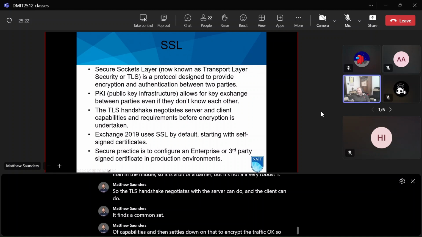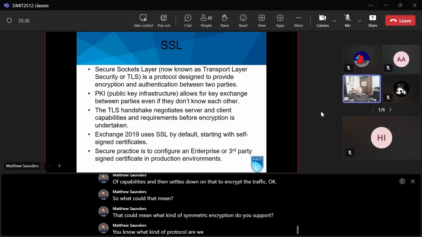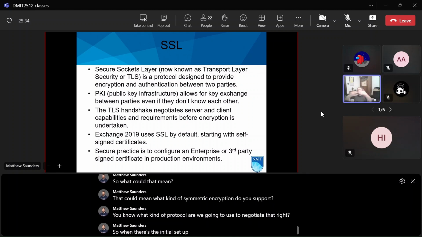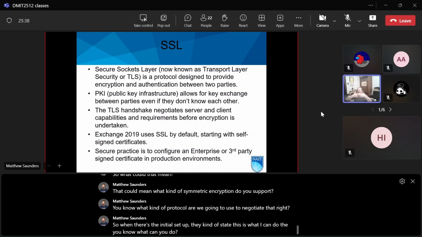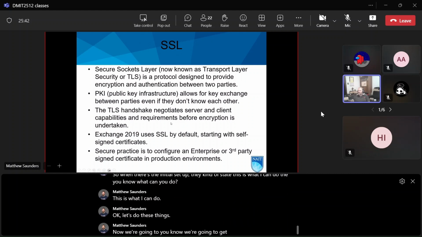So what could that mean? That could mean, what kind of symmetric encryption do you support? What kind of protocol are we going to use to negotiate that? So when there's the initial setup, they state, this is what I can do, what can you do? This is what I can do. Okay, let's do these things. Now we're going to get down and actually set up an encrypted tunnel.